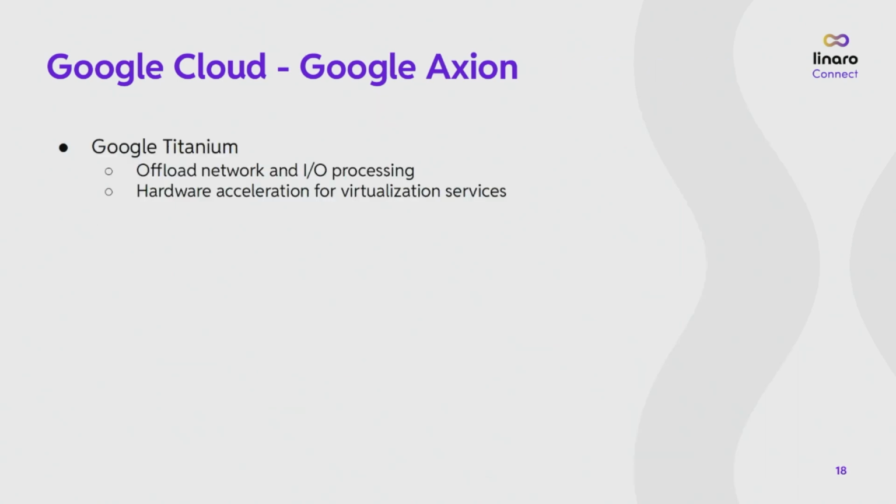A possible reason for this could be the Google Titanium technology that is used for these instances, because it offloads network and I/O processing, and also uses hardware acceleration for the virtualization services. Another possible reason could be that I got really lucky with these instances and no one else was using these machines.